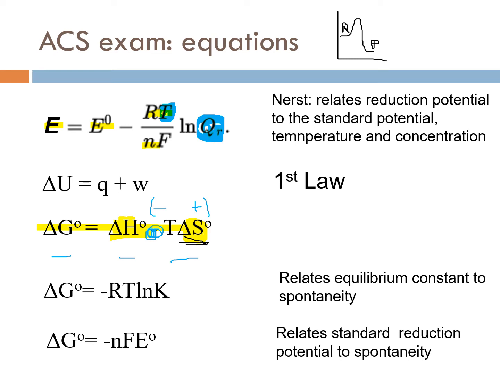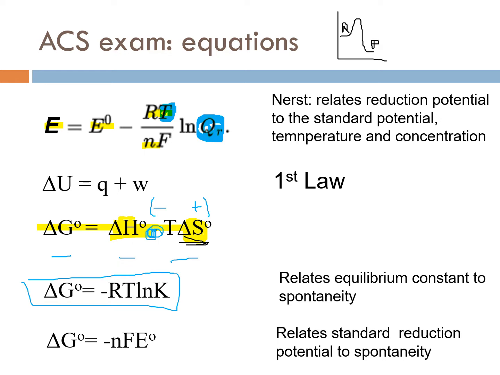In the lower part here, you have the relationship between delta G and the equilibrium constant. This equation is used to convert between delta G and K. If delta G is negative, the reaction is spontaneous, in which case K would be big because you would have a lot of products, and so forth.